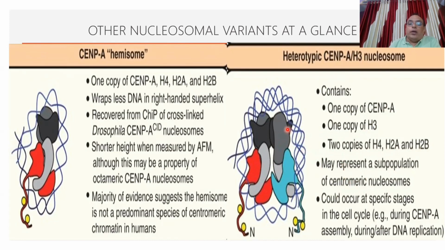That is, it is not the main population, rather a subpopulation that could occur at specific stages in the cell cycle during CENP-A assembly and after DNA replication. It has been presumed that it is present during specific stages of the cell cycle, maybe during CENP-A assembly or at the time of DNA replication.